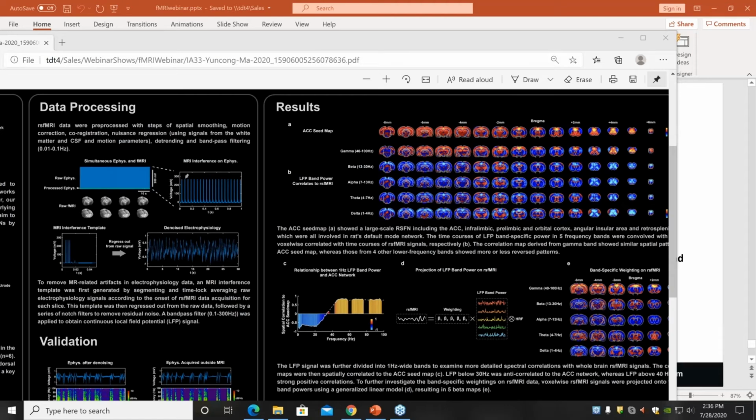And because the TDT offers high resolution signal recording, we could further divide the FP signal into 1 Hz band powers, as shown in Figure C. So we could use those dedicated band definitions to understand how this neural activity correlates to the fMRI signal. The result shows that the gamma band power from 40 to 100 Hz, which we can take all the way to 300 Hz in FP, is positively correlated to the BOLD signal. And the lower bands under 30 Hz show negative correlation.